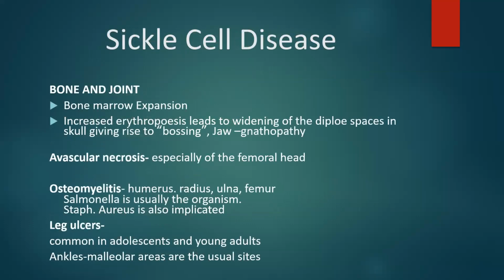There are also other complications. The bone may be involved. We have avascular necrosis, where most patients may come with difficult pain in the hips. We have osteomyelitis, in which salmonella is implicated. Leg ulcers are also part of the complications. Therefore, in patients with leg ulcers, we shouldn't forget to do our Doppler to rule out DVT, which will end up causing PE, because patients with sickle cell disease are mostly prone to pulmonary embolism.